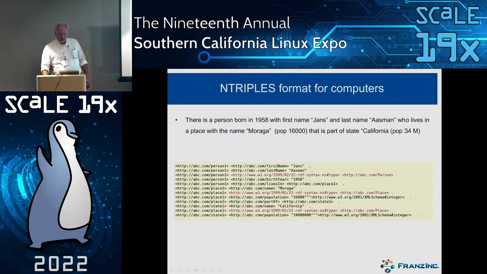Well, the way computers really like to get these triples in is in a format called N-Triples. So you have a person 1, so it's got a unique URI. Person 1 has a first name Jans. So now that's one triple.